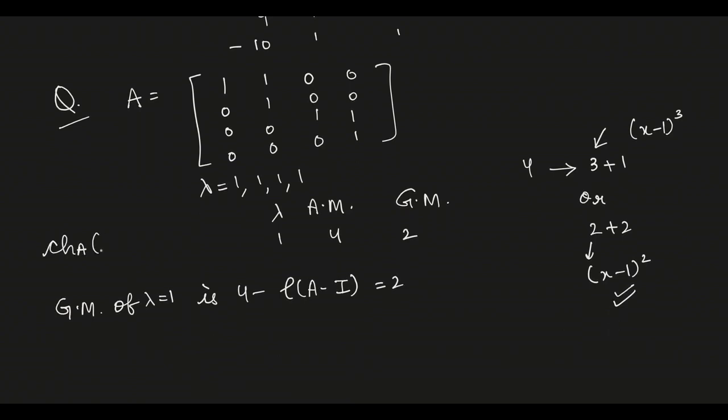Characteristic polynomial was (x minus 1) to the power 4. Minimal polynomial will be (x minus 1) cube. Is this clear? Sorry, (x minus 1) square. Yes, ma'am.